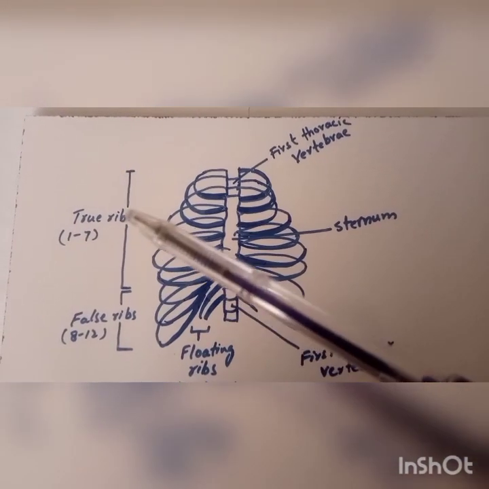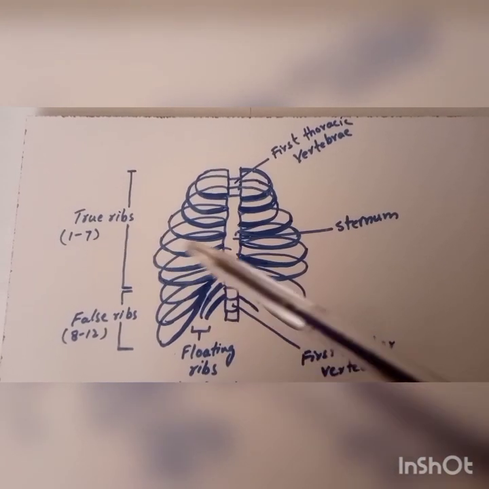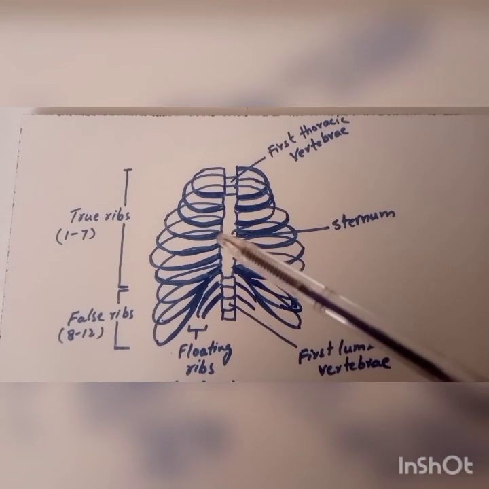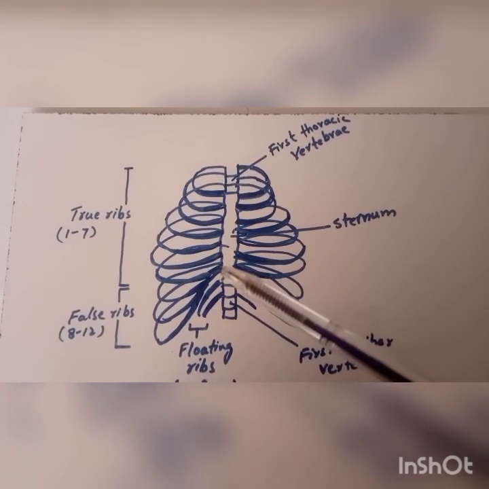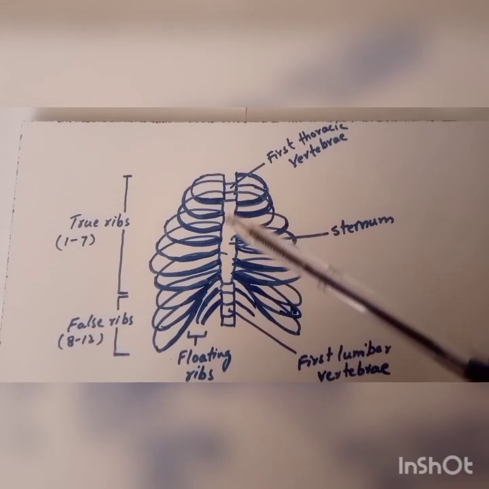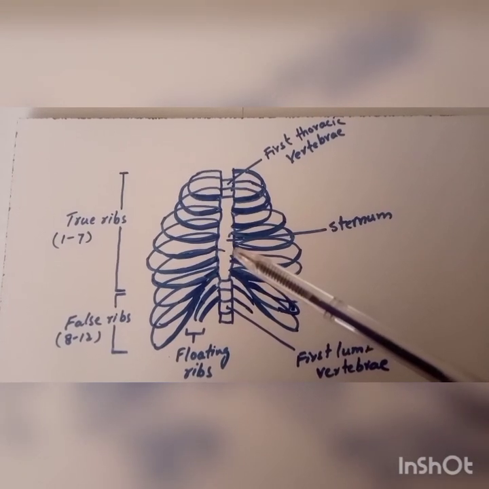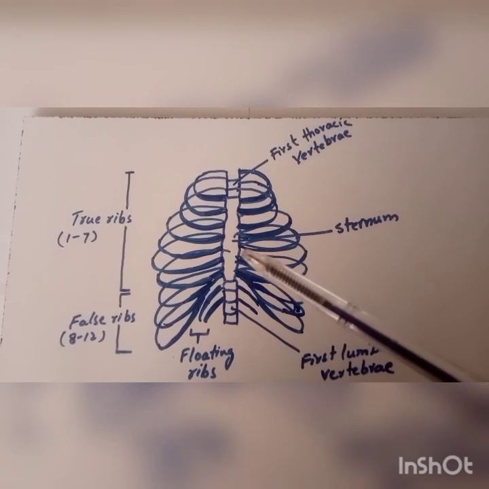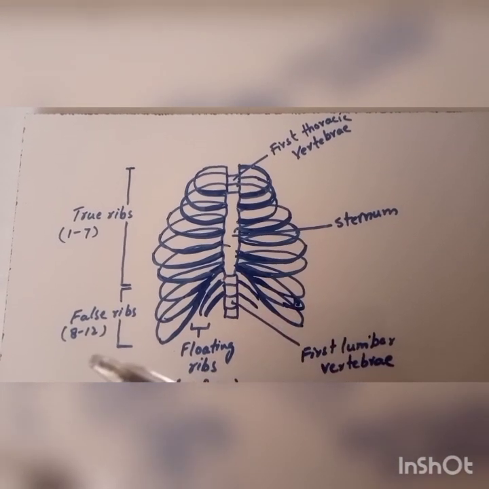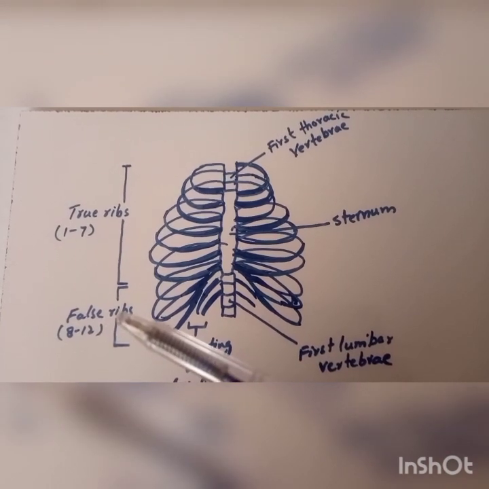That are known as true ribs. That is from 1 to 7. 1, 2, 3, 4, 5, 6 and 7. These 7 ribs are directly connected to the sternum, while the other 3 pairs are indirectly connected with the sternum. That is from 8 to 10 and known as false ribs.